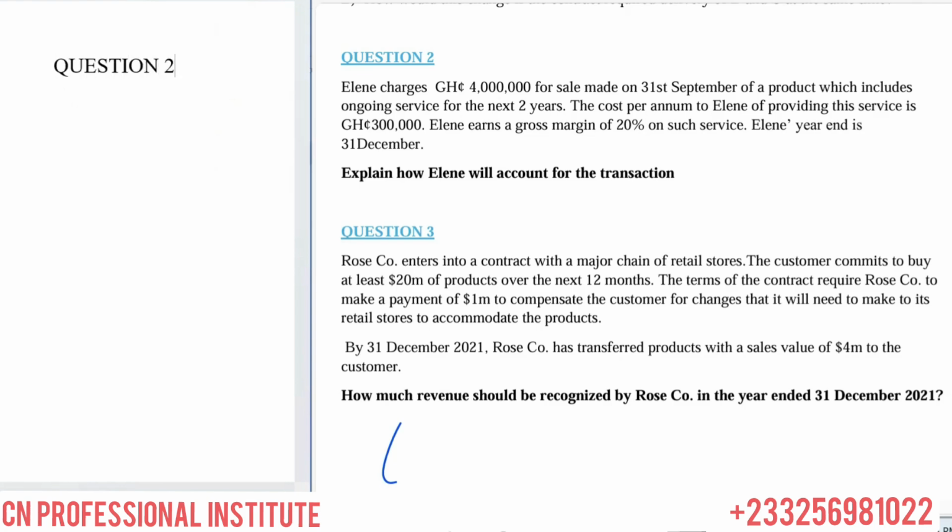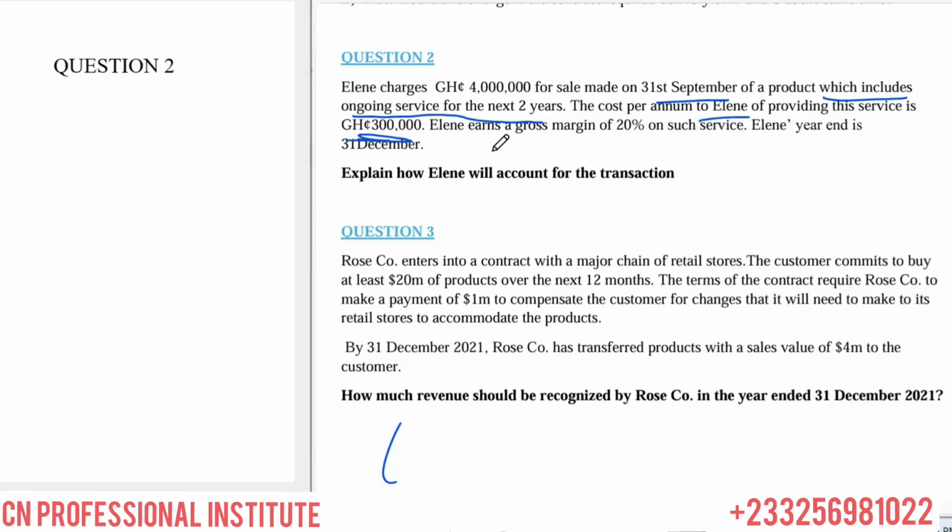So question 2. Ellen charges 4 million for a sale made on 31st September for a product which includes ongoing service for the next 2 years. The cost per annum to Ellen of providing that service is what?